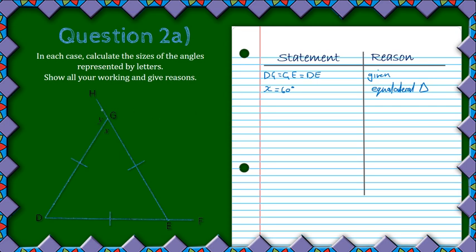Then for Y, we've got two angles on a straight line, so that means that Y plus 60 degrees will be equal to 180 degrees, and my reason, angles on a straight line.